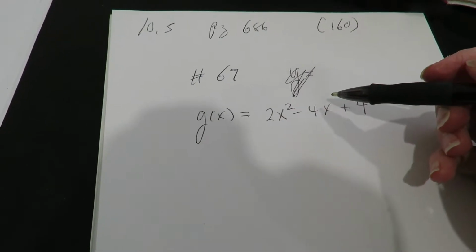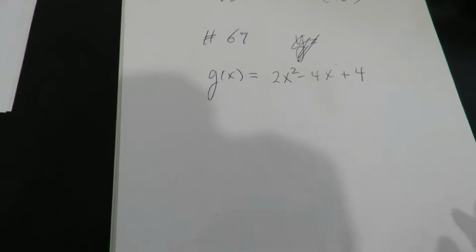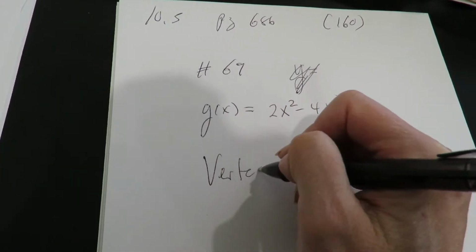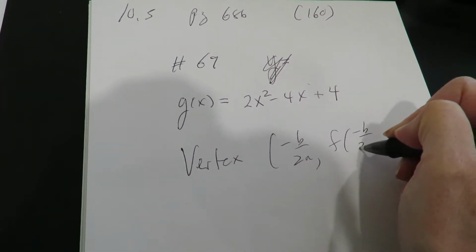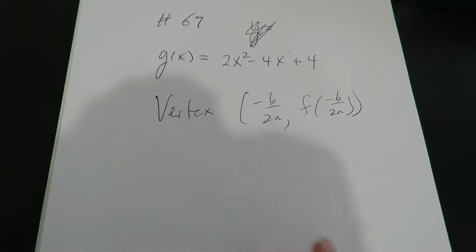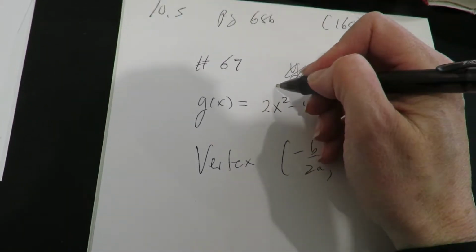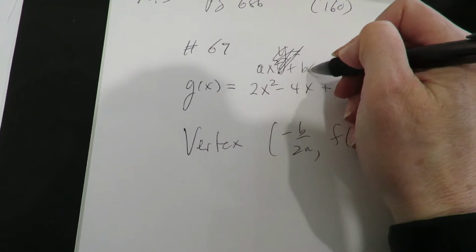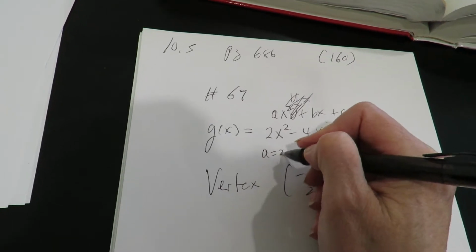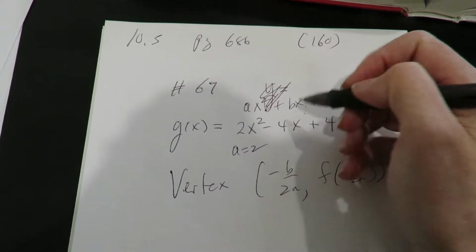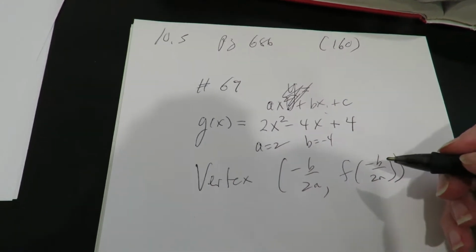So we're supposed to graph this. And as you notice, this is not in vertex form. So we're going to use the formula to find the vertex. Okay, so this is the formula to find the vertex. A is in front of the x squared term, B is in front of the linear term. Just don't forget to include the plus or minus.